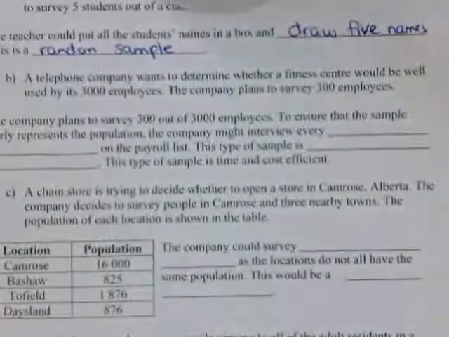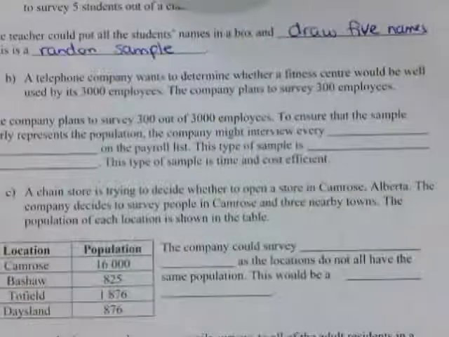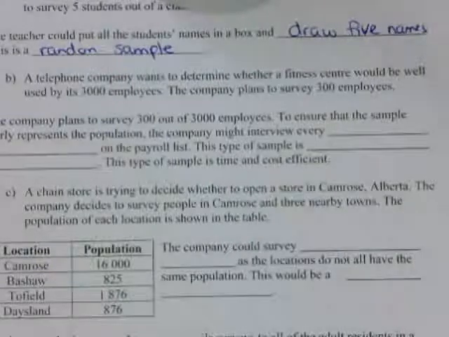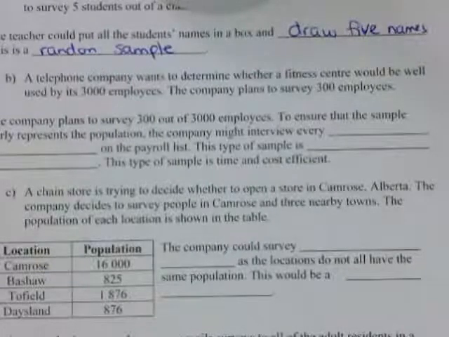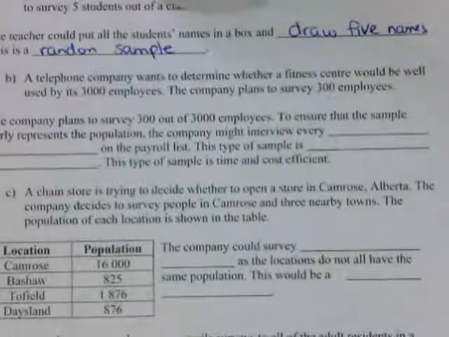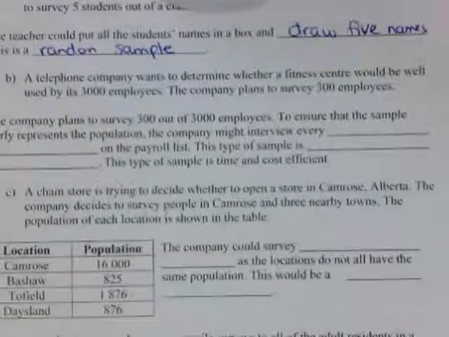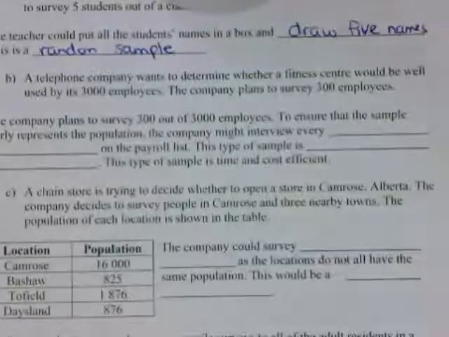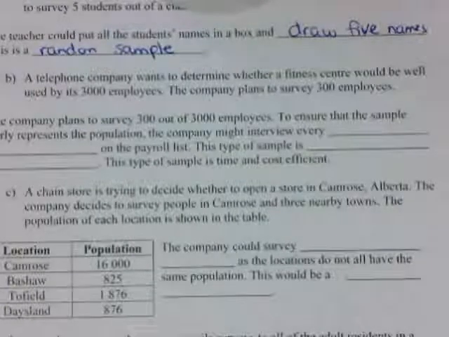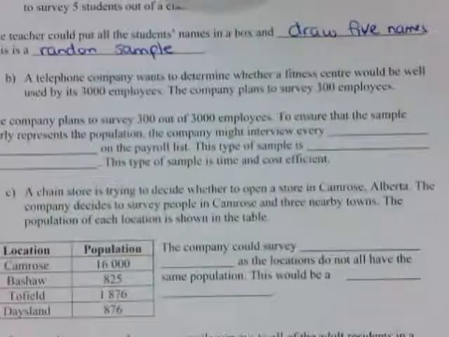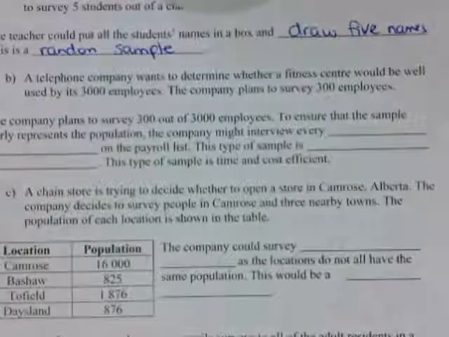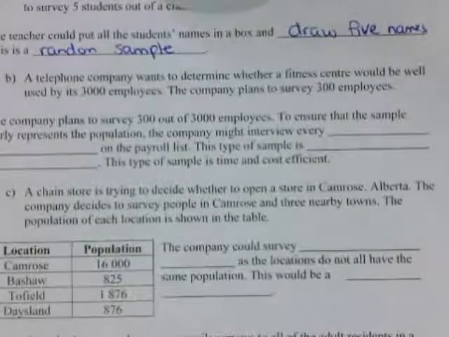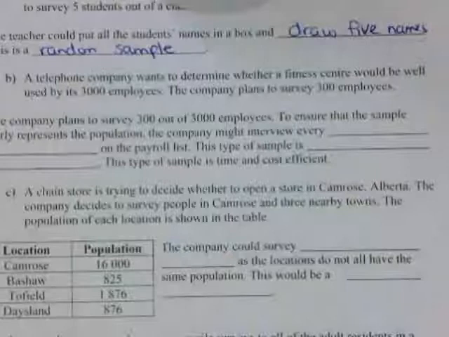Question B. A telephone company wants to determine whether a fitness center would be well used by its 3,000 employees. The company plans to survey 300 employees. So knowing those numbers, if you put them together, 300 out of 3,000 is actually 10%. And so therefore, the best way to go about this would probably be to do a systematic sample.